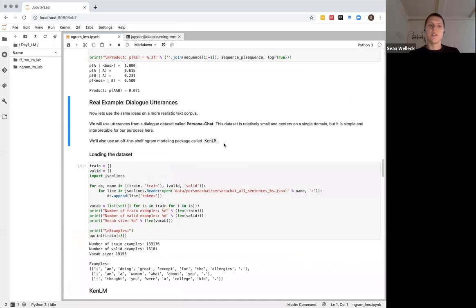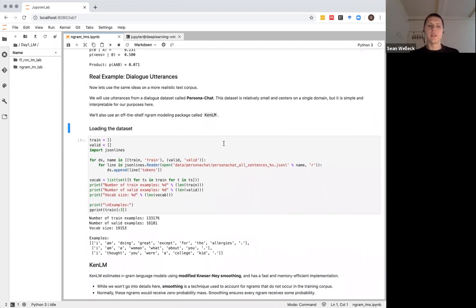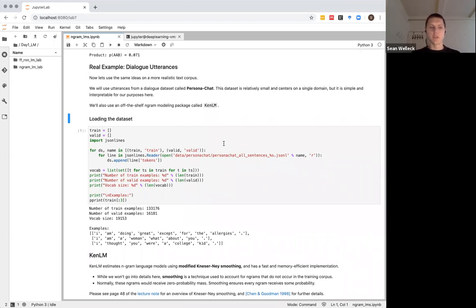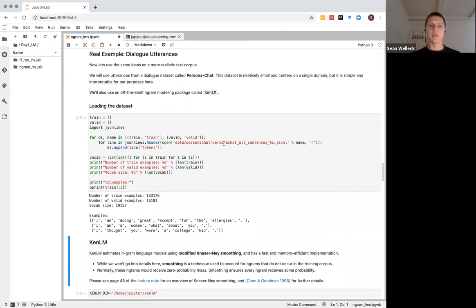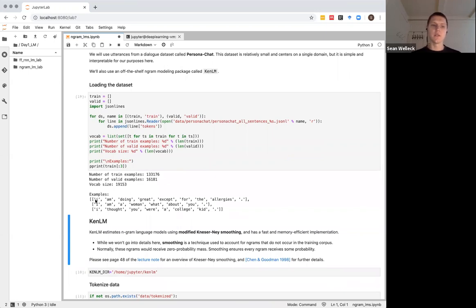So now we're going to use the exact same idea, except in a more realistic setting. Now our data set is going to consist of real sequences, which come from different conversations. So in this data set, two people would converse with each other, and the data set consists of different utterances. An utterance is just a sentence. So for example, here's 3 examples from the data set. The first sentence is, "I'm doing great, except for the allergies."